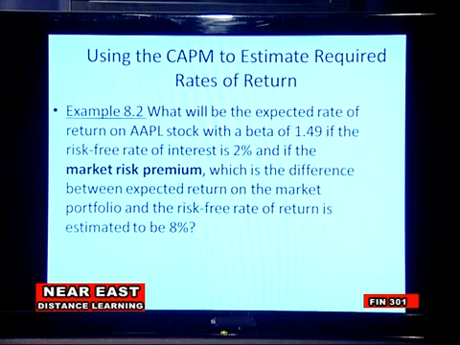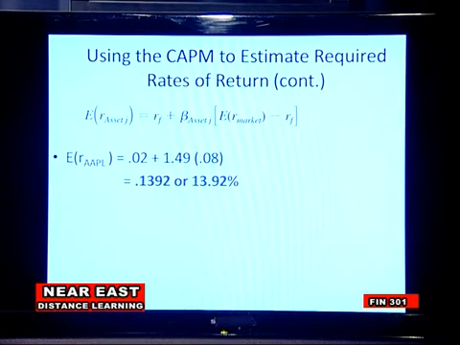For example, what will be the expected rate of return on asset A with a beta of 1.49, if the risk-free interest rate is 2%, and the market risk premium, which is the difference between the expected return on the market portfolio and the risk-free rate of return, is estimated to be 8%? We can calculate the expected rate of return by applying the equation. We will arrive at 13.9% as the required rate of return estimated by the capital asset pricing model.